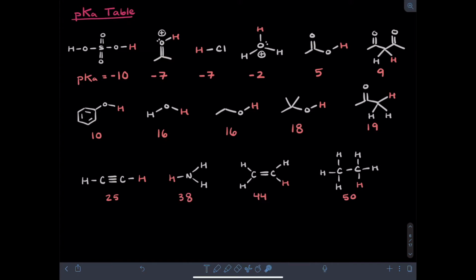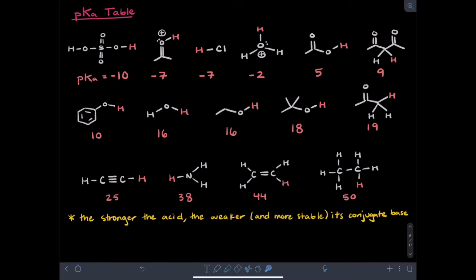On one extreme, we have H2SO4, or sulfuric acid, with a pKa of negative 10. This is an exceptionally strong acid. And on the other extreme, we have the molecule C2H6 with a pKa of positive 50. This is a very, very weak acid.